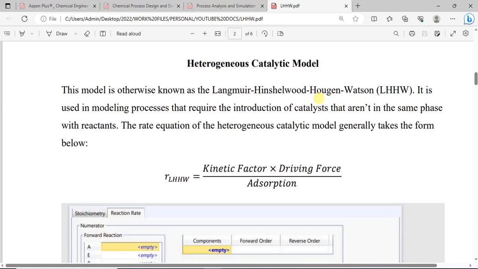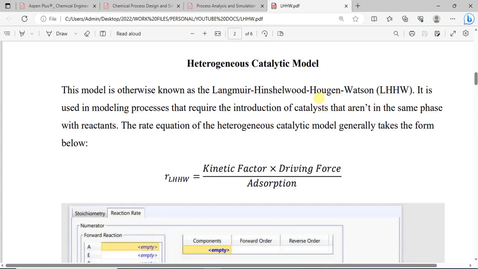Basically it deals with processes that involve the use of catalysts, and these catalysts are usually not in the same phase as the reactants involved in the processes, right? So that's where this particular model comes in. It comes in where you use catalysts for those processes and those catalysts are not in the same phase as the reactants, right?